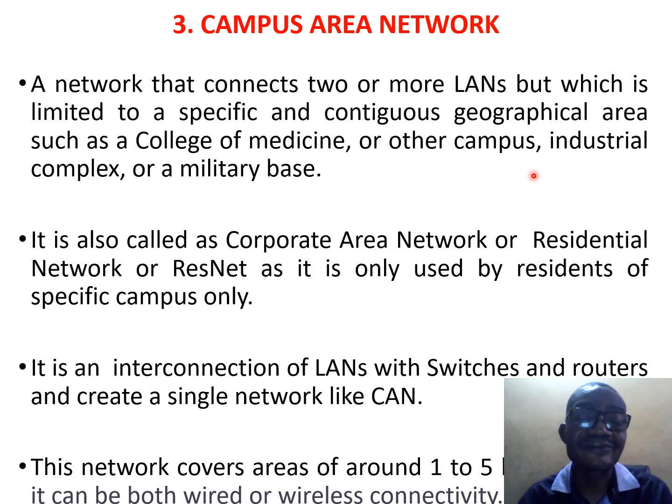Campus area network. A campus area network is a computer network that consists of two or more local area networks. It is a network within a geographical area beyond a local area network, usually three or more buildings. Usually a university campus is a typical example where you can find a campus area network.